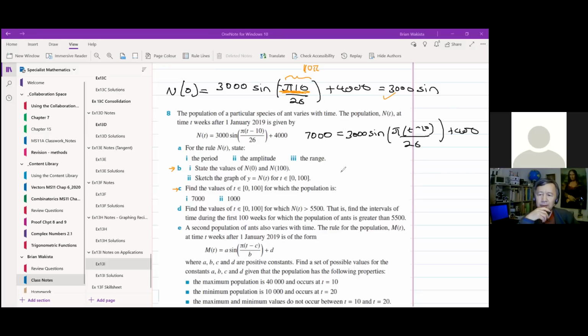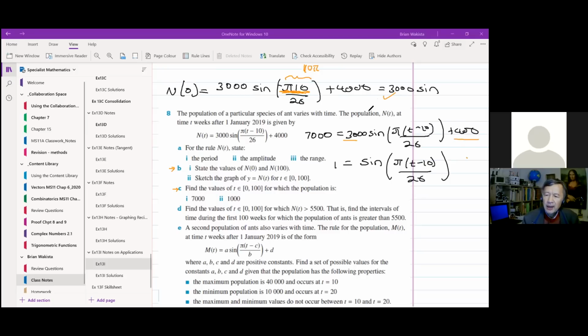So you have the inverse function, right? Sine of pi t minus 10 over 26. So this is 4,000. How can you get 1 here? Oh, you have done that. That's right, you're right.